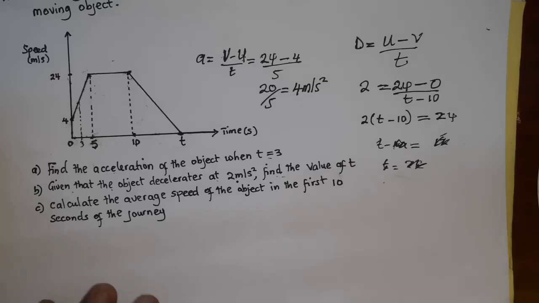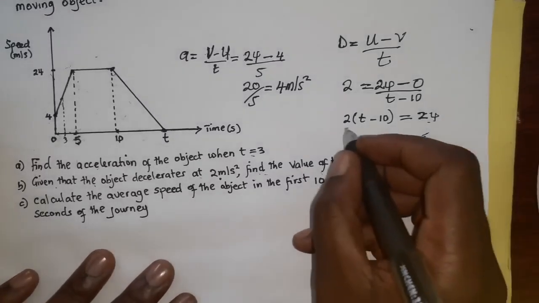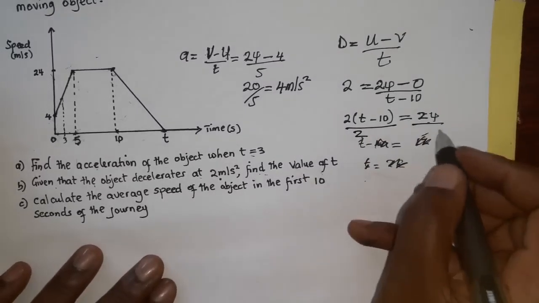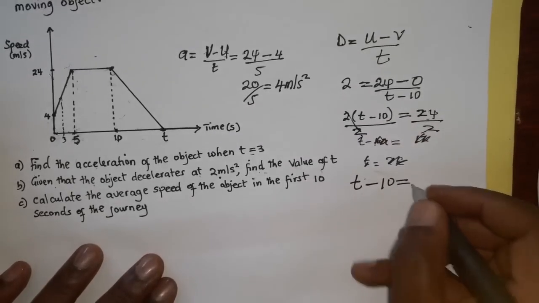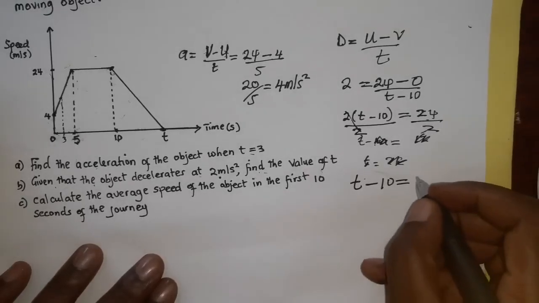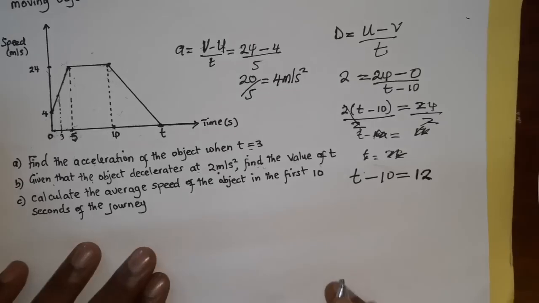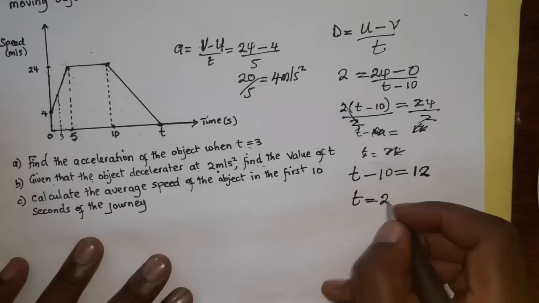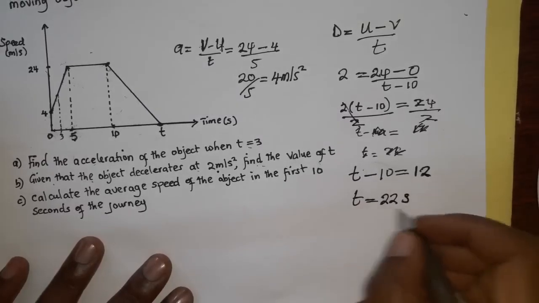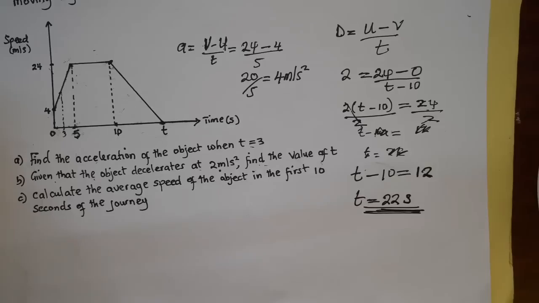Yeah, so from this point, I think we can divide this side by 2. You also divide this side by 2. This cancels. So you have t minus 10 is equal to, 2 into 24, it's 12, that's what you get. Then when you take 10 to the other side, it will be 22 seconds. Please, these answers are subject to the suggested answers. You may have different ones.